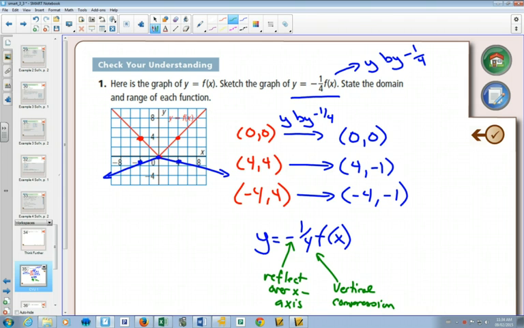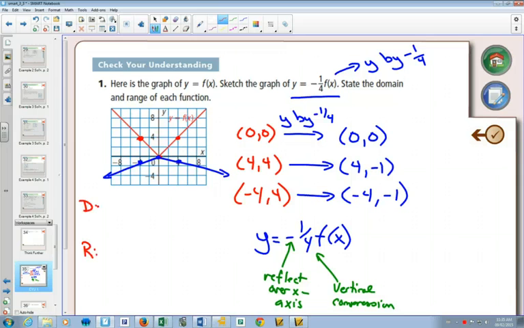So that's a thing you're going to use to check. You're going to have a basic idea of what it should look like, and you're also going to do this method of looking at specific points so that you can see where those specific points should be when I graph it. Now this question asked us for the domain and range of each function.